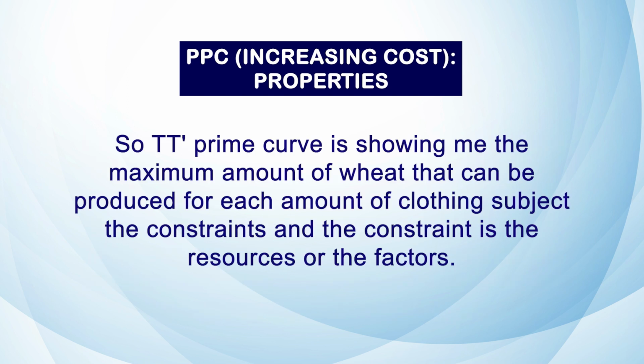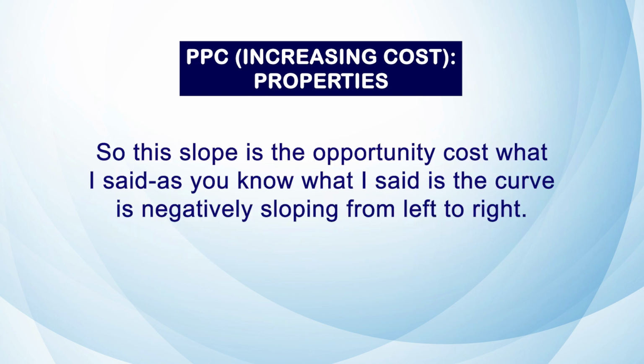So the TT prime curve is showing me the maximum amount of wheat that can be produced for each amount of clothing, subject to the constraint, and the constraint is the resources or the factors. So this slope is the opportunity cost, as I said. This curve is negatively sloping from left to right.